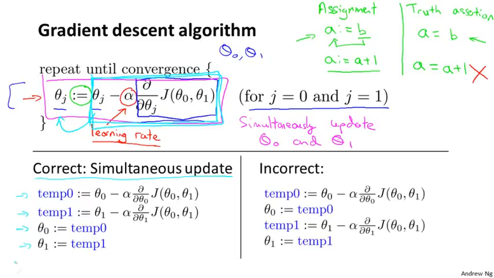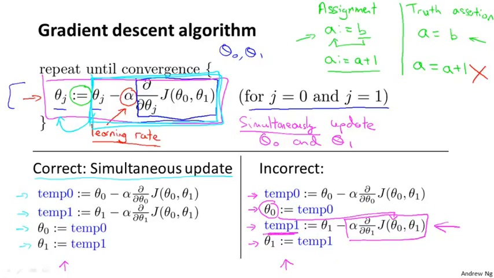In contrast, here's an incorrect implementation that does not do a simultaneous update. So in this incorrect implementation, we compute temp 0, and then we update theta 0, and then we compute temp 1, and then we update theta 1. And the difference between the right-hand side and the left-hand side implementations is that if you look down here at this step, by this time you've already updated theta 0, so you would be using the new value of theta 0 to compute this derivative term. And so this gives you a different value of temp 1 than the left-hand side, right? Because you've now plugged in the new value of theta 0 into this equation.